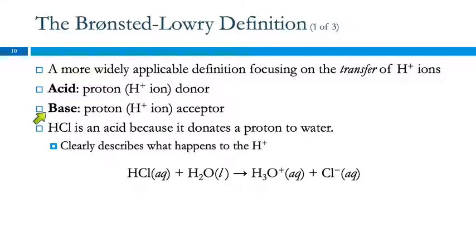So the base is like the babysitter. When the parent needs a break, the parent hands off the baby to the babysitter, right? So the acid is donating or giving its proton to the base. So if we look at HCl aqueous plus H2O, what's going to happen here is that a proton, a hydrogen ion from the HCl, is going to be donated from here to here. And so now instead of H2O, we have H3O plus, and what we have left over here is Cl minus. So the HCl donated a hydrogen ion.